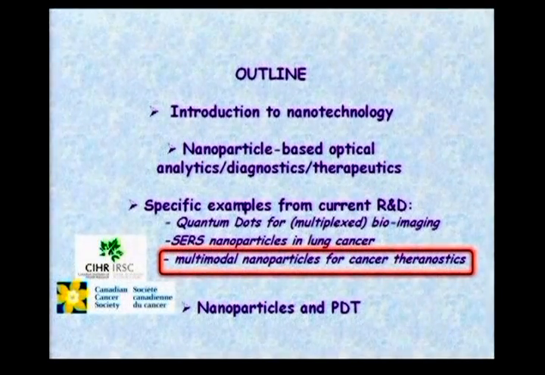So the third example I'll give is multimodal nanoparticles for cancer diagnostics.